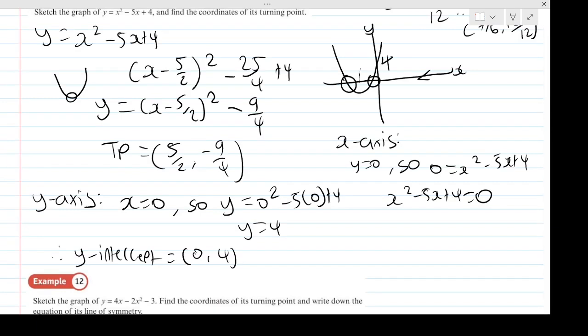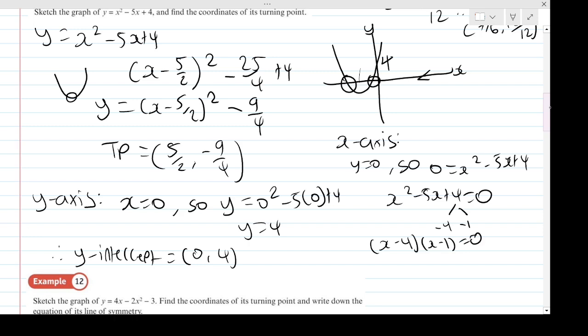Okay, so what method should we use? There's a lot of methods we can use now. We can complete the square, we can factorise, potentially use the formula. But I think I'm going to factorise because we can spot 4 here, 4 and 1. If I make them both negative, I add to get minus 5 and they times to get 4. So my factors are x minus 4, x minus 1 equals 0.